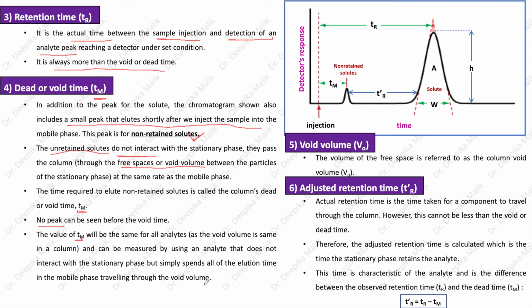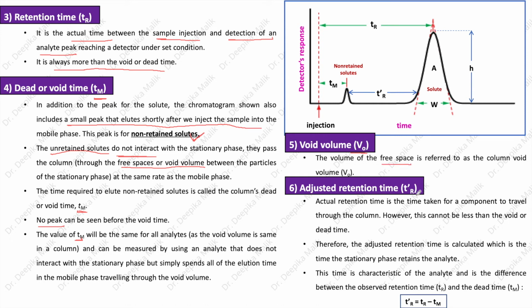So to sum up till here, retention time is the time for analytes which are retained by the stationary phase, whereas dead or void time is the time taken by the non-retained solutes as well as the solvent, which do not interact with the stationary phase and move out of the column. So the dead or void volume is determined by the first liquid that is coming out of the column. Next is the void volume. The volume of the free space is referred to as column void volume.